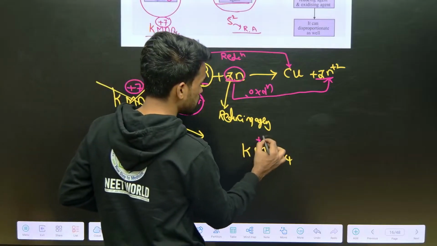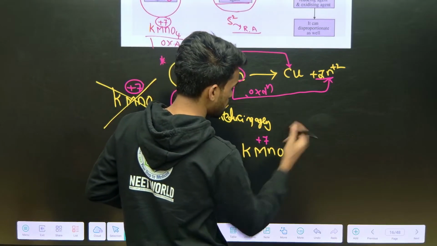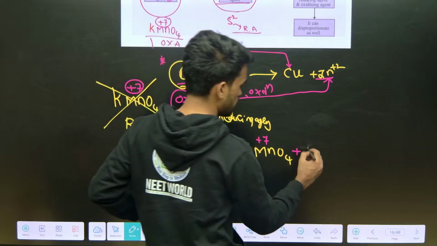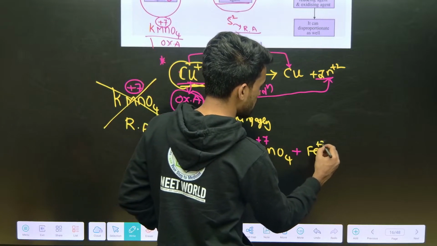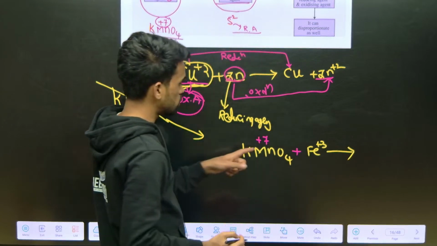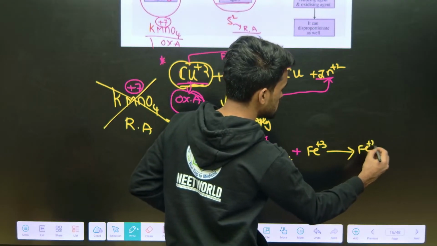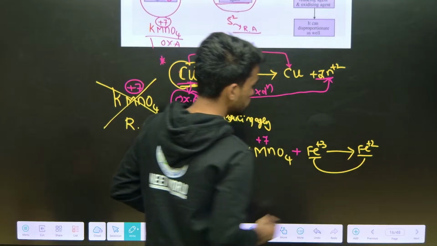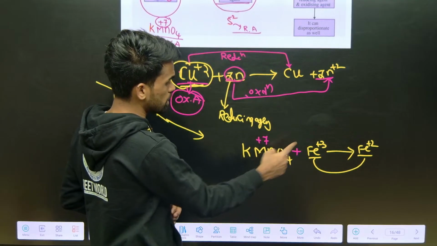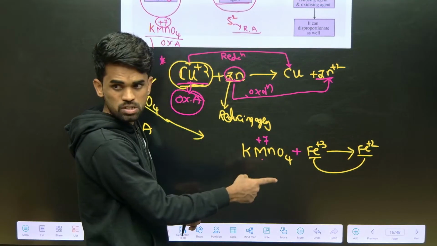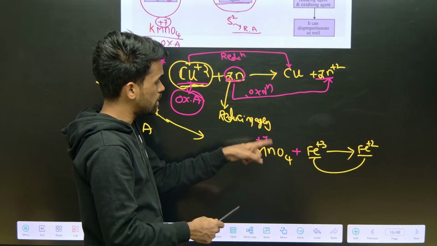Here manganese is in the +7 oxidation state. For example, suppose you have Fe+3 ion there. Now what happens? Now this manganese converts iron +3 to +2. It means it is reducing others. If it is reducing others, it should oxidize itself. Is that possible for manganese? No, because it is already at the maximum.